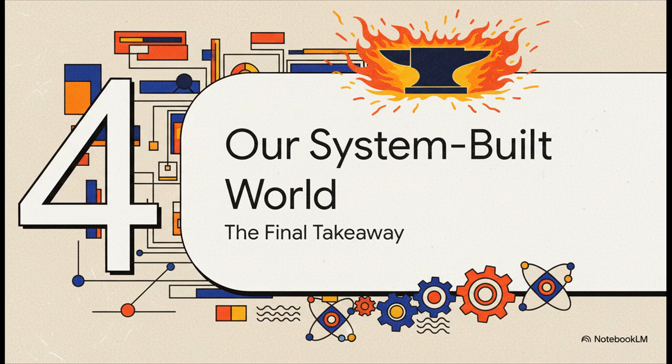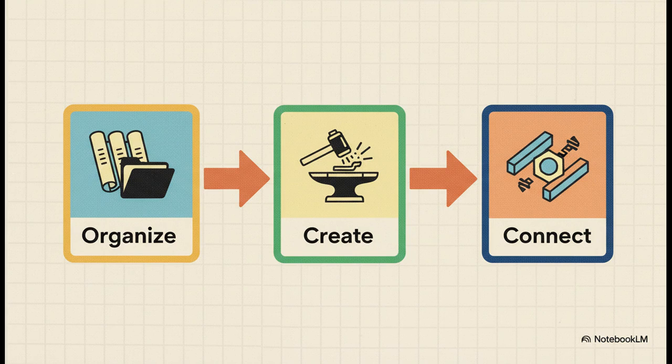So let's zoom out and bring all these ideas together. We've gone on a journey from an abstract system of organization to the fire and force of the forge, and finally all the way down to the hidden physics of a single connection. It really boils down to this: organize, create, connect. That's the grammar of production.